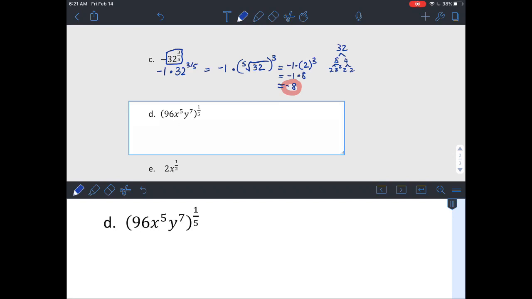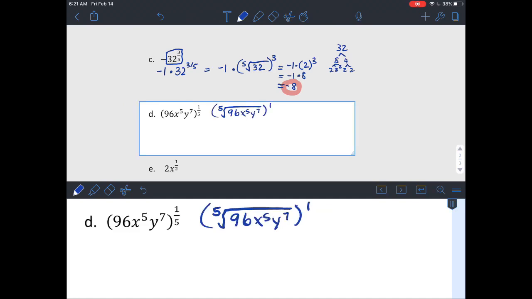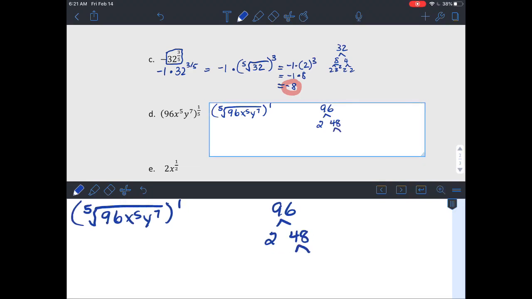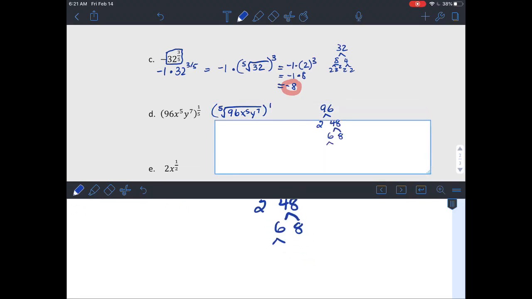This is a 1/5 power. Everything is being raised to it, so all of that is going to go inside my radical, and it will be the 5th root. Really, it's just the first power since my numerator is 1, which doesn't really change anything. Let's break down that 96 and see if we can bring anything out.